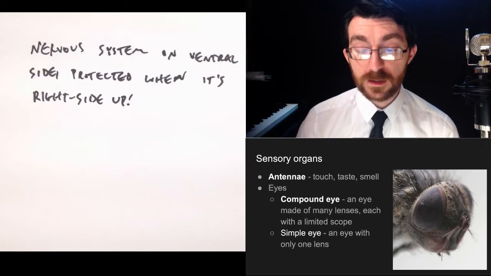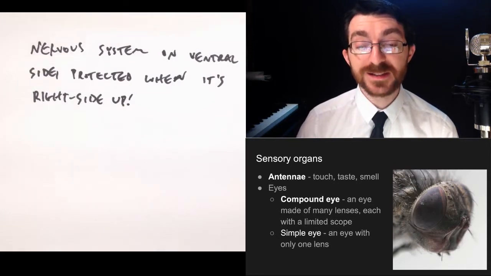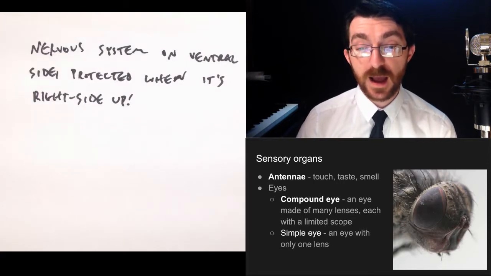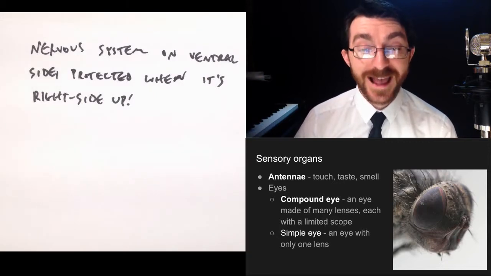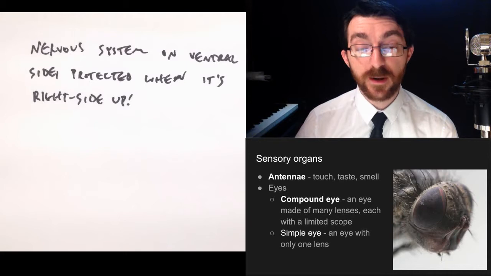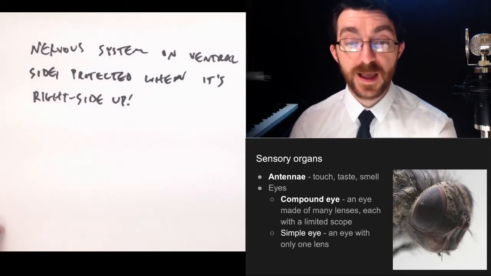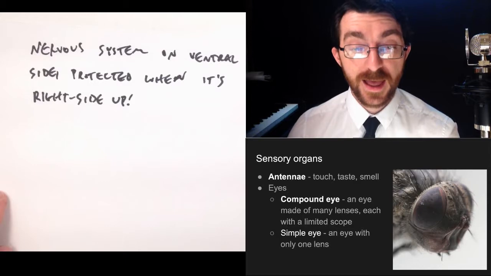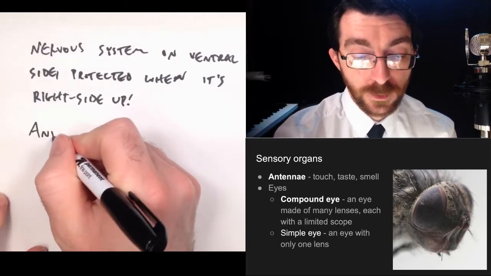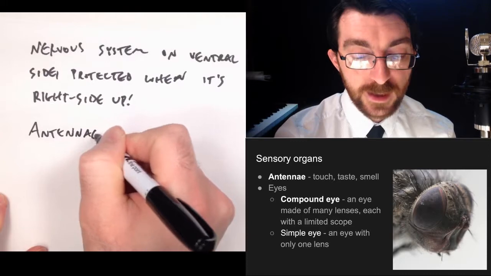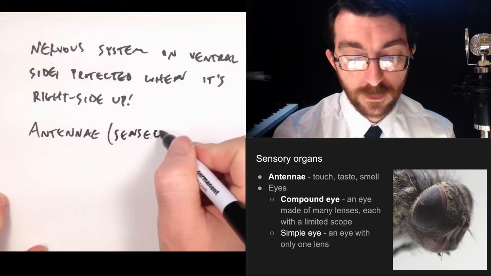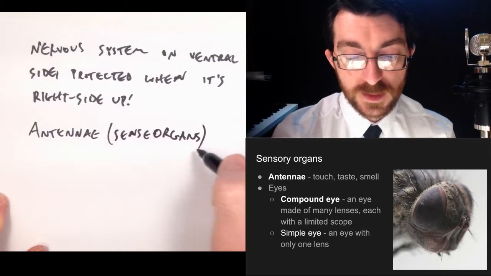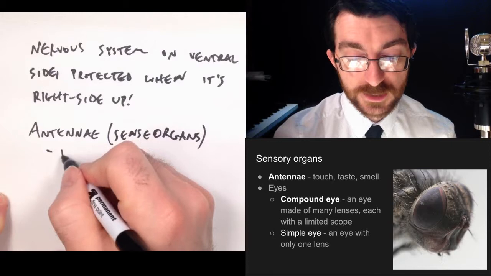Okay, so more in the nervous system, they have some sensory organs. Here's a nice awkward close-up of what appears to be a fly. So the first thing, and this is something that I think everybody's familiar with in terms of bugs, are antennae. And these grant arthropods a sense of touch, taste, and smell. So, of course, antennae are sense organs: touch, taste, and smell.